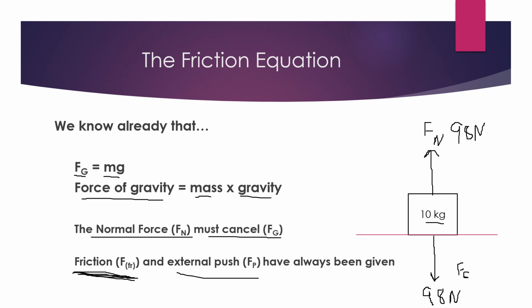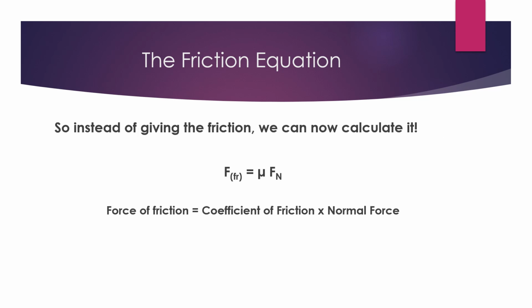What do you mean by that? Let me show you. The friction has always just been given: hey, the friction is 5 newtons. But that's not really always going to be the case. The friction is actually going to be calculated from an equation. So instead of saying the friction is 5 newtons, we can now use the equation right here to mathematically calculate what the friction is going to be. Force of friction equals mu times the normal force.